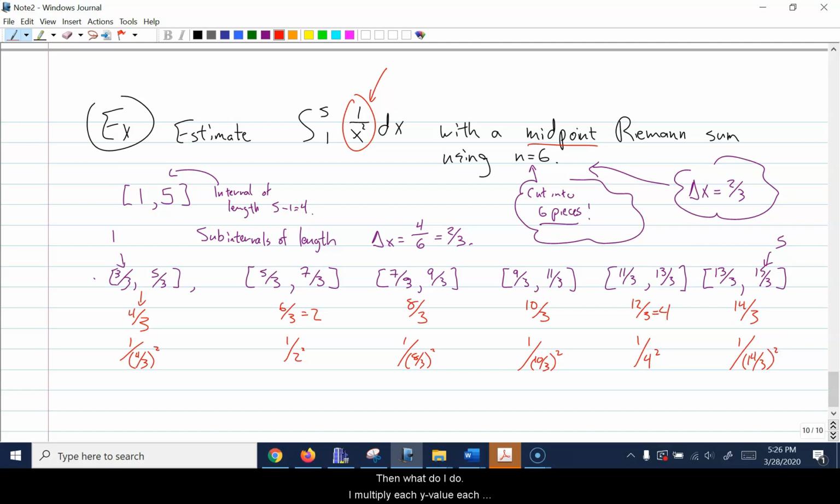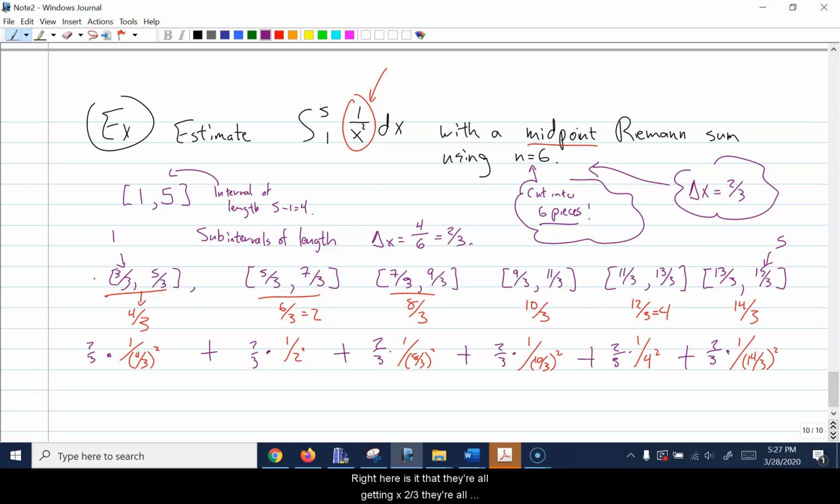Then what do I do? I take each y value, each output value we computed, and multiply it by the length of the interval that it represents. Well, all these intervals are the same length. They all have a length of 2/3. So I need to take all of these and multiply them by 2/3. And then after that, we're going to add them up.